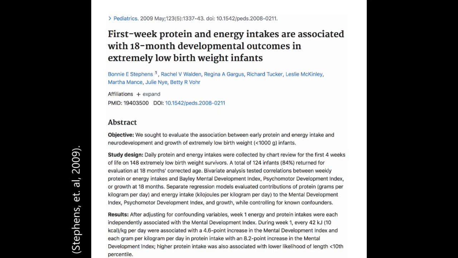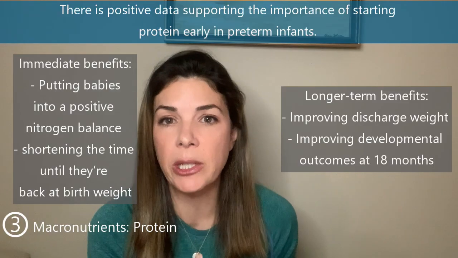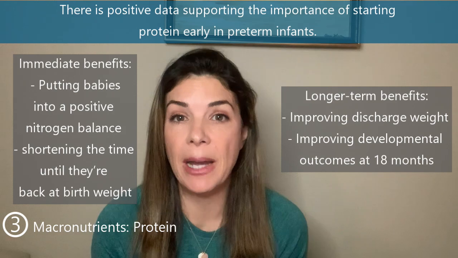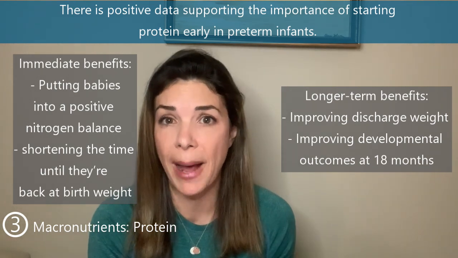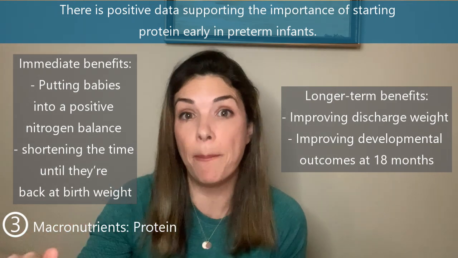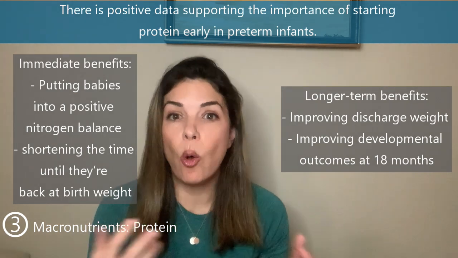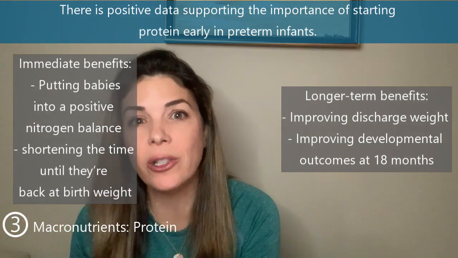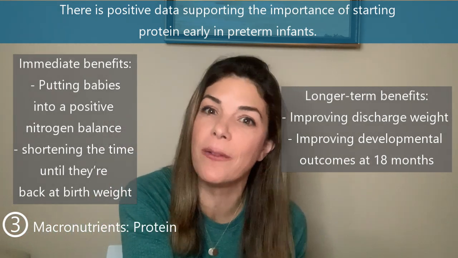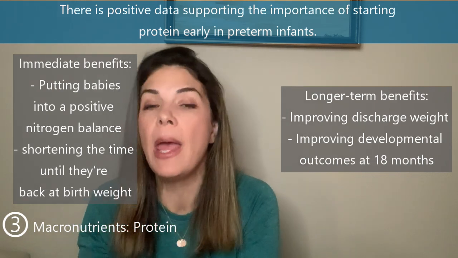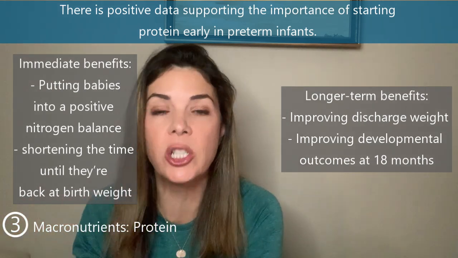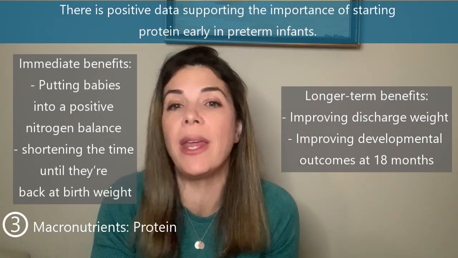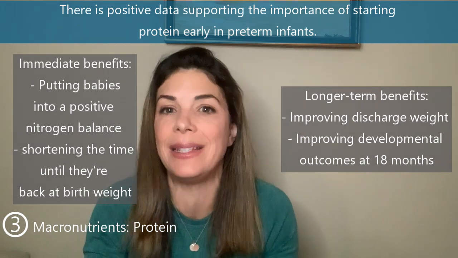More and more data is emerging about the importance of starting protein really early, within a few hours after birth, for these preterm babies. It has immediate benefits, putting them into a positive nitrogen balance and getting them up to their birth weight much sooner. It also has longer term benefits, improving their weights at discharge. By starting protein within a few hours instead of at day 2, the babies have better weights at discharge, and it's been shown to improve even their neurodevelopmental outcomes at 18 months.